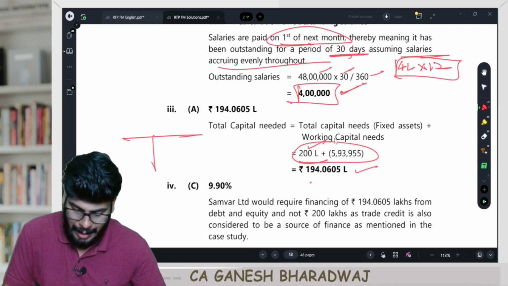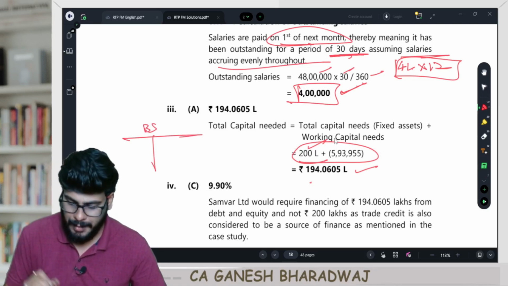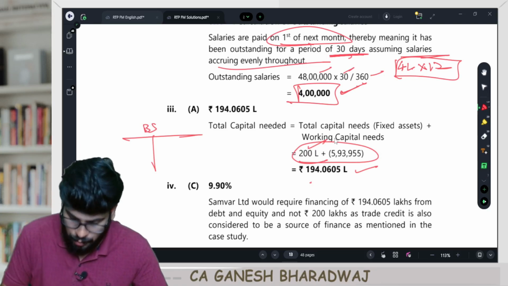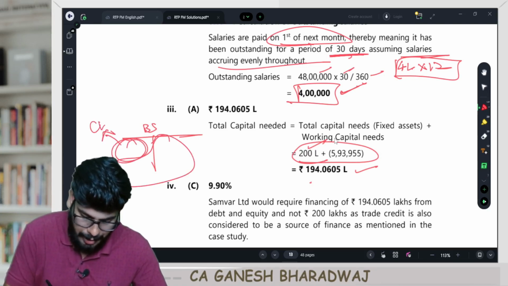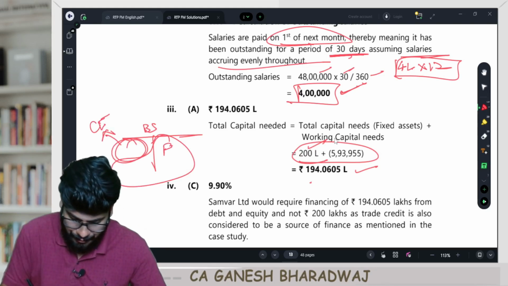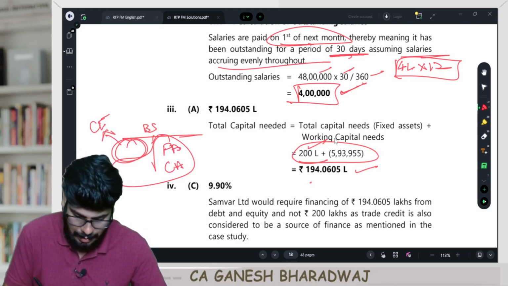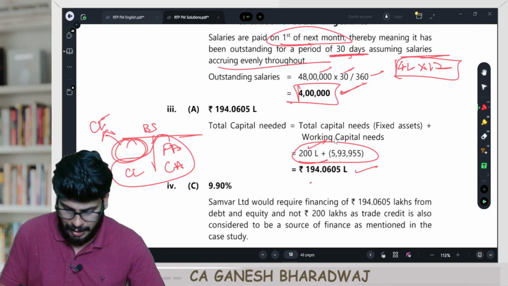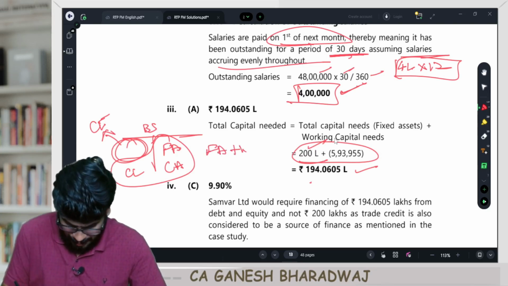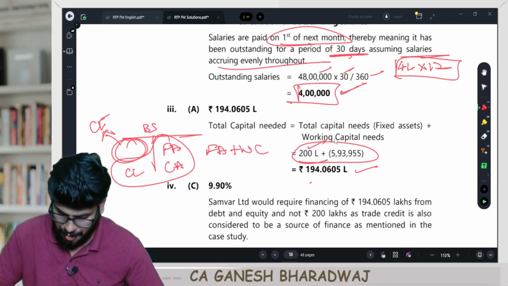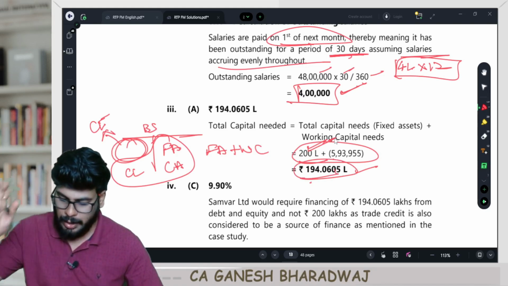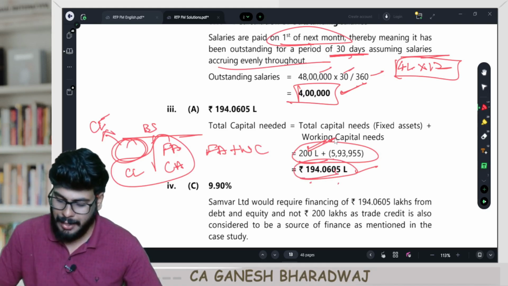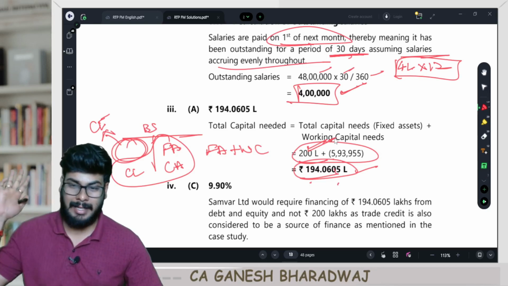Basically, if you look at your balance sheet, right? So what have they asked? What are the net amounts required? The net capital employed is nothing but fixed asset plus current asset minus current liabilities, right? Or in other words, it's nothing but fixed asset plus working capital. That's exactly what we have done: 200 lakhs plus negative of 5,93,955. So the net total capital required is going to be 194.0605 lakhs. Are you clear with this?